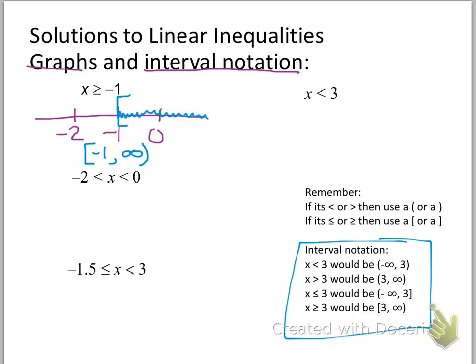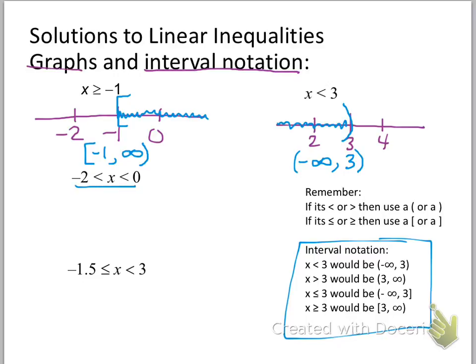We've got x is less than 3. So I've got 3, 4, 2. Because it says less than, I'm going to use a parentheses. And less than is going in this direction, so I'm shading where it's less. Now, how would I write this in interval notation? So over here, I'm always going to read my graph from left to right. I'm starting at negative infinity, and I go all the way to 3. And I use a parentheses because there's a parentheses there.